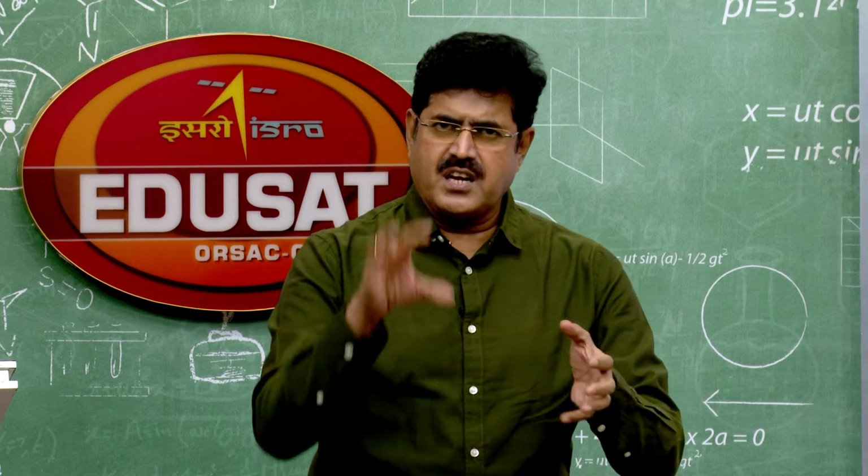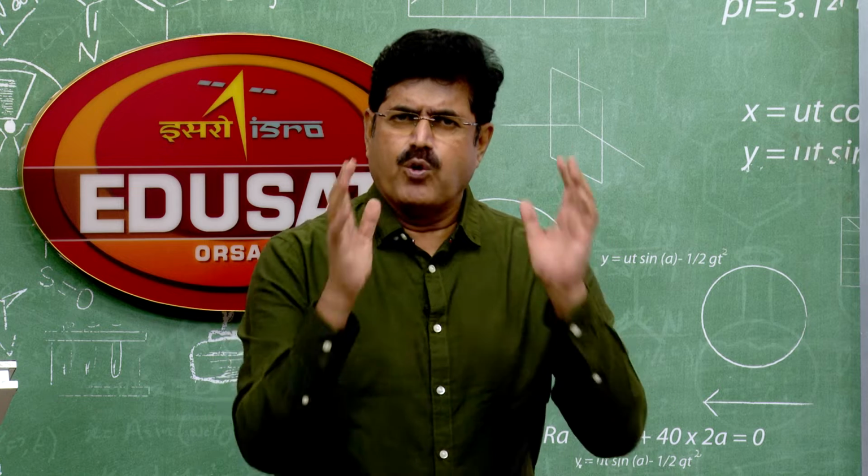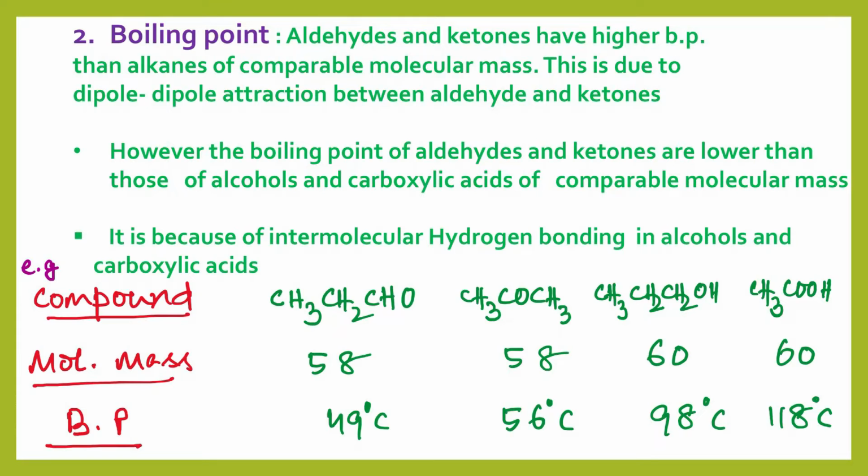Because in acetic acid, the carbonyl group is there, which is electron withdrawing. So, it increases the polarity of the OH bond. So, the intermolecular hydrogen bonding is stronger in acetic acid or ethanoic acid. That is why its boiling point is the highest here.